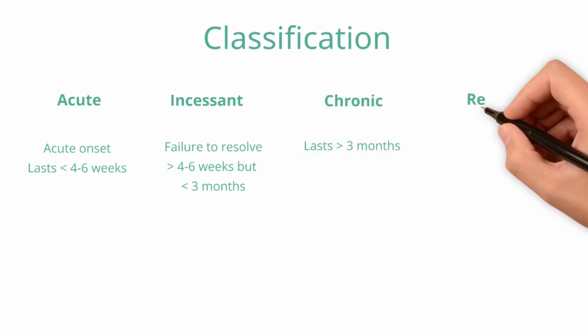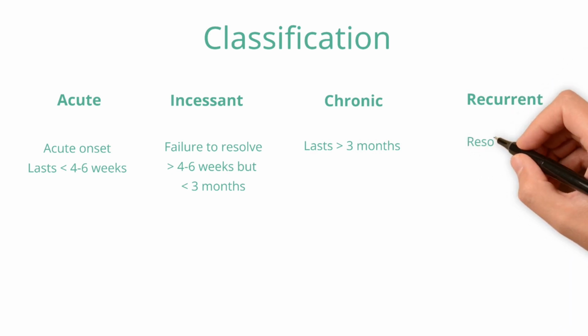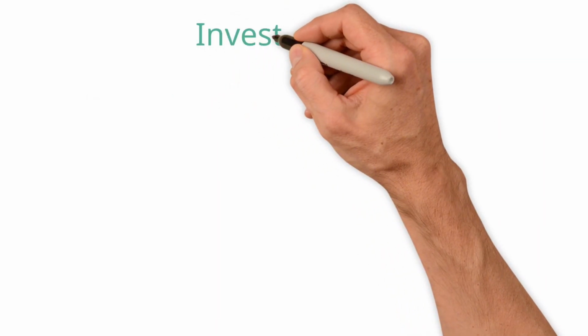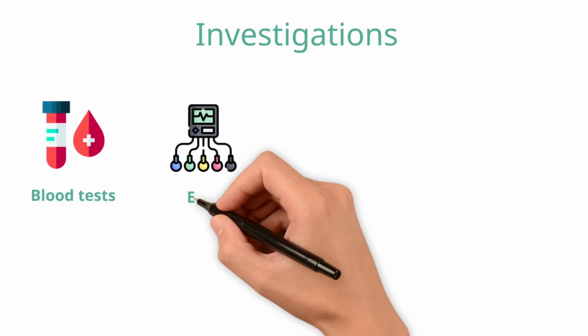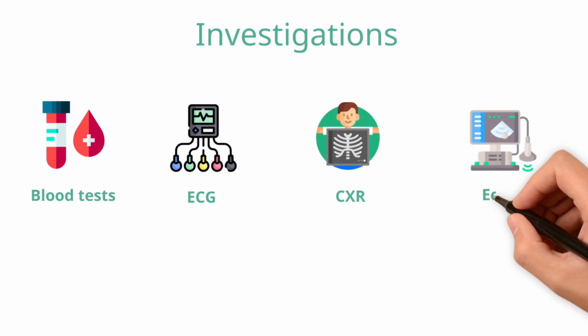And finally, recurrent pericarditis is where symptoms associated with an acute episode resolve and give way to a symptom-free period of at least 4 to 6 weeks before recurring again at a future point. What investigations are important in helping to confirm a diagnosis of pericarditis? We'll look at blood tests, the electrocardiogram, the chest X-ray, and the echocardiogram.